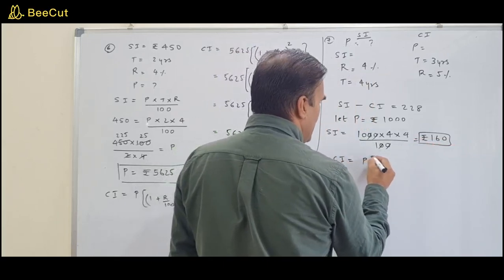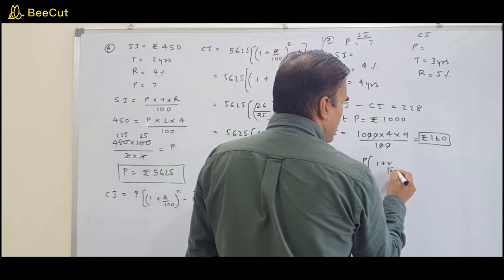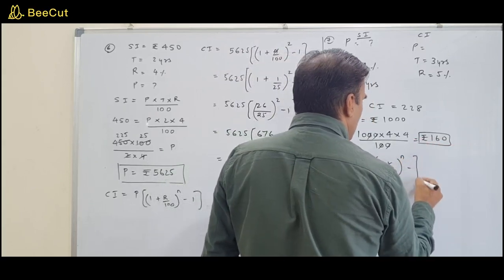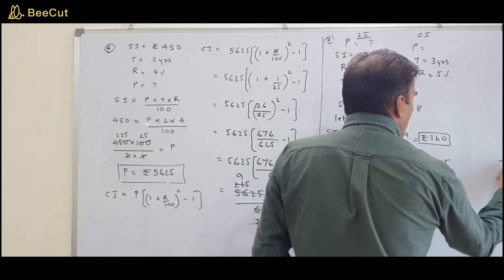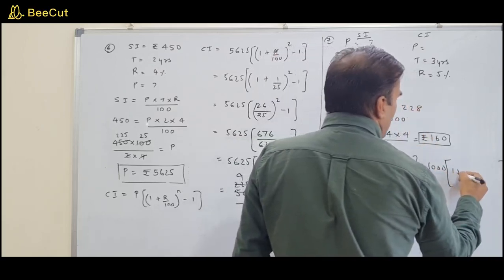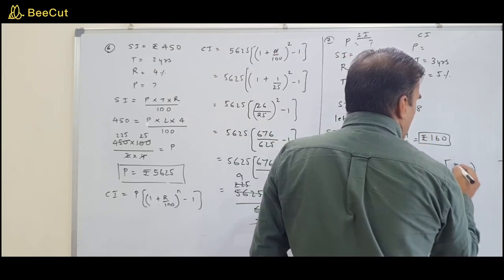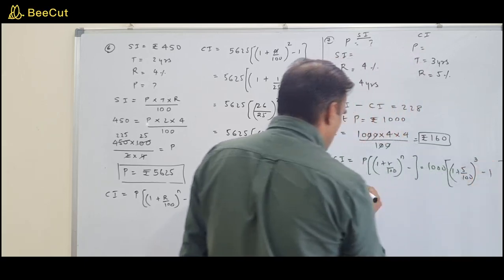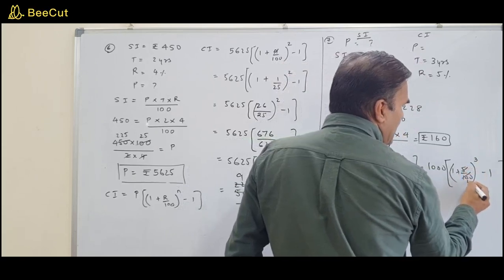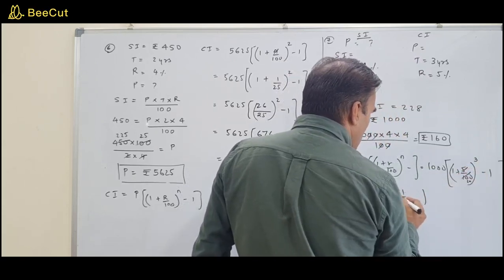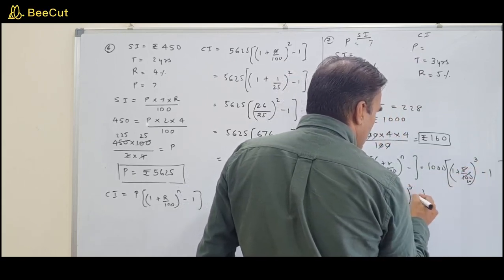Compound interest is P into (1 plus R upon 100) raised to n, minus 1. So if I adopt this, principal is 1000, 1 plus 5 upon 100, raised to 3, minus 1. So that will give me how much? So 1000 into (21 upon 20) cube minus 1.